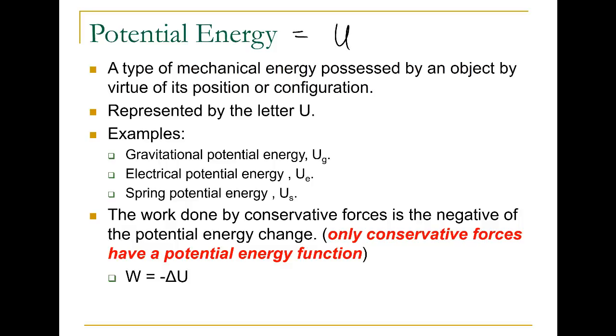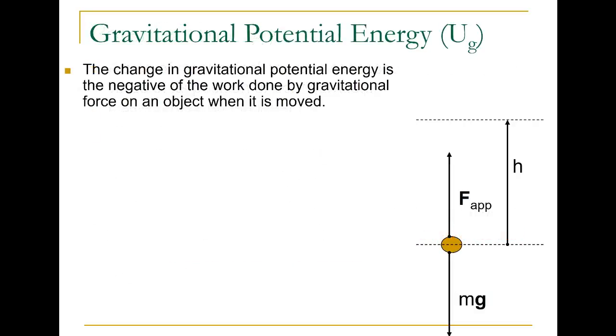Okay, well, let's just take a second and talk for a moment about gravitational potential energy. We could say that the change in gravitational potential energy is the negative of the work done by the gravitational force on an object when it's moved. So work is equal to negative delta U.